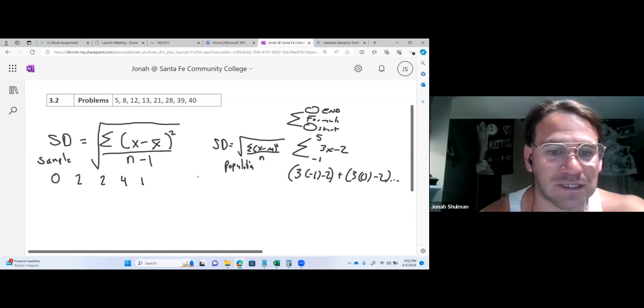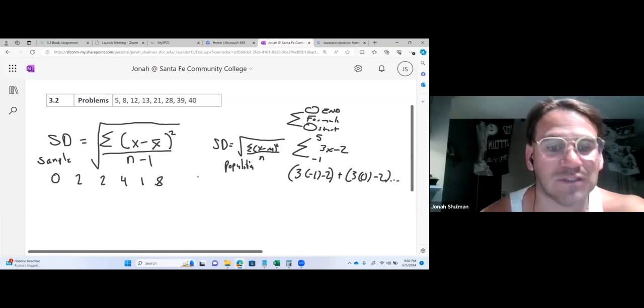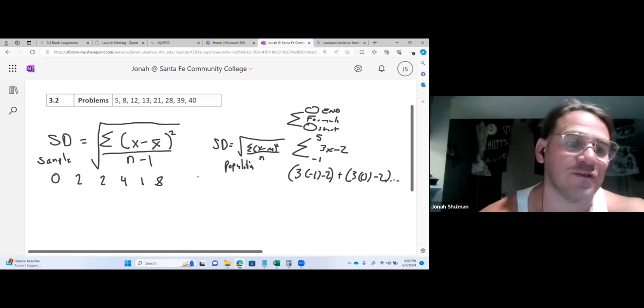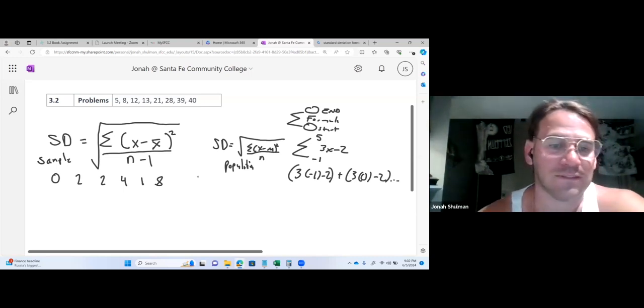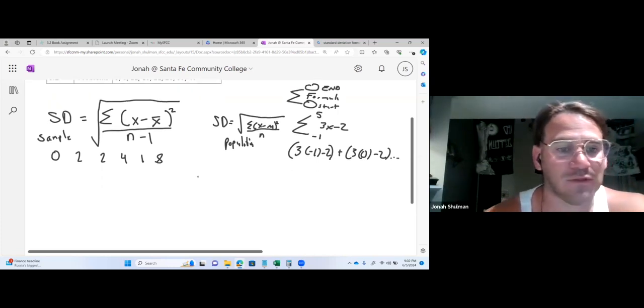Let's do one day it really snowed bad, so 8. This is the amount of snowfall in inches. So no snow, 2 days of snow, 2 inches of snow, 4, 1, and 8. This is our terms. Okay, nothing too crazy.